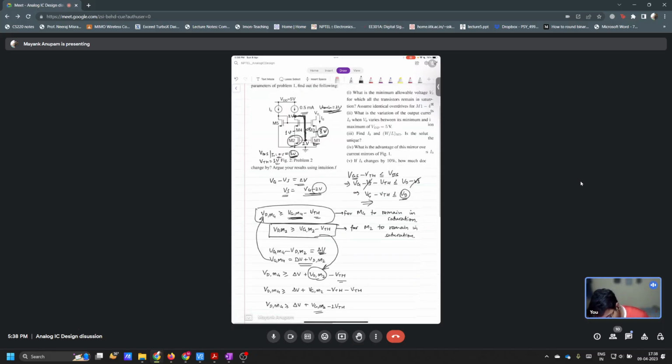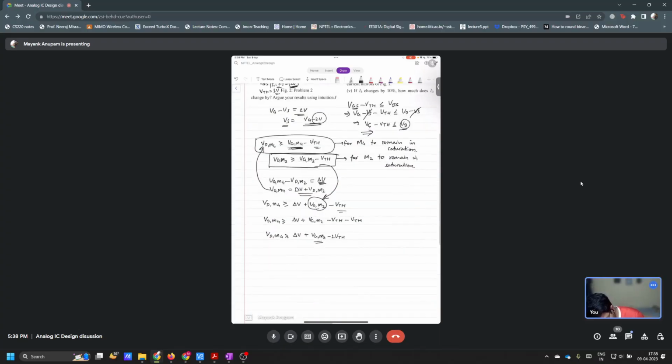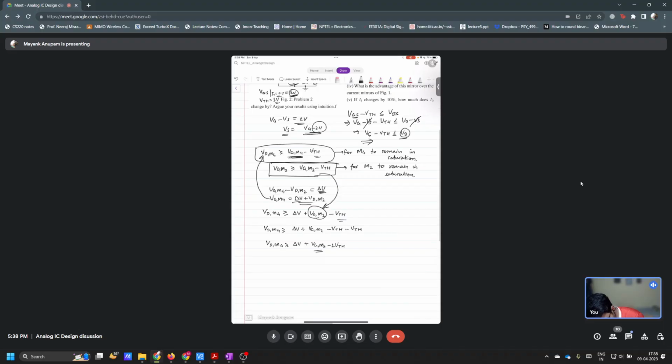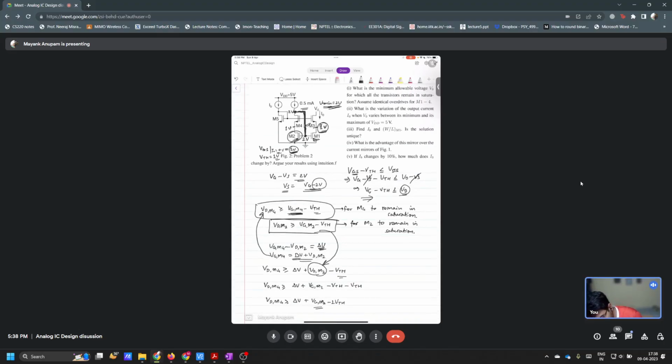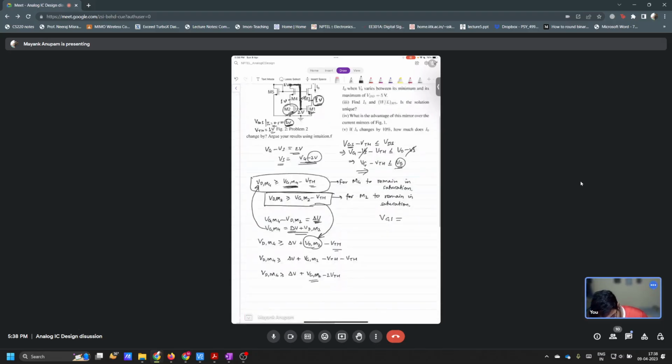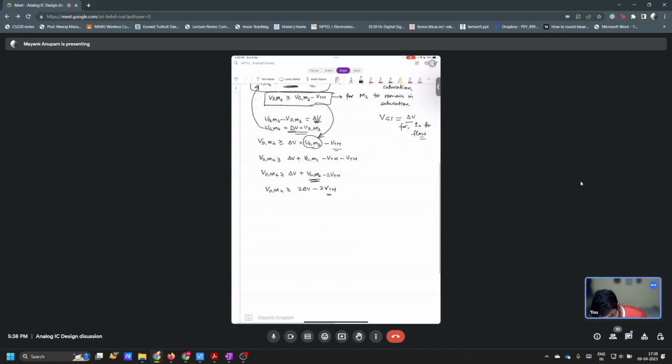And what is VG of M2? This VG of M2 again is equal to the same delta V, right? What was delta V? Delta V was the VGS needed for I naught to flow. So VG of M2 is again equal to delta V. So VD of M4 has to be greater than 2 delta V minus 2 VTH.